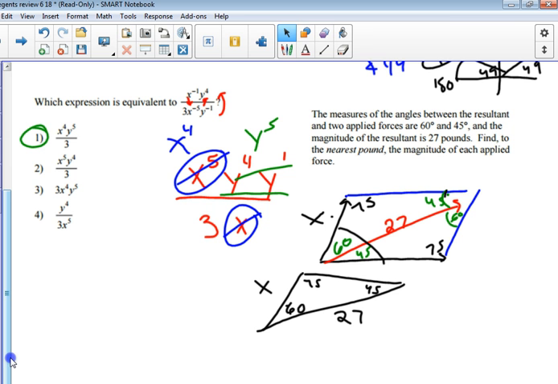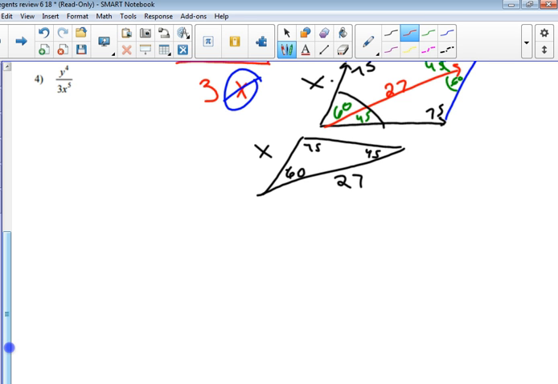Okay, what law do you think we're going to be using here? Sines. Nice job. Yeah, we can't use cosines here because we only know two sides, not three. Okay, so match up your pairs. And let's figure out what one of the forces is going to be.